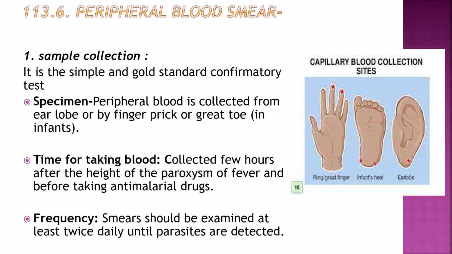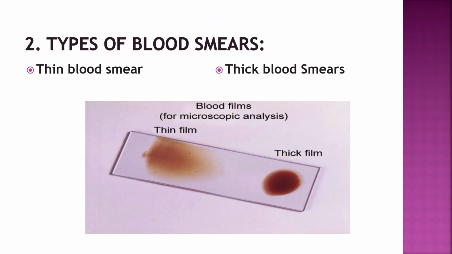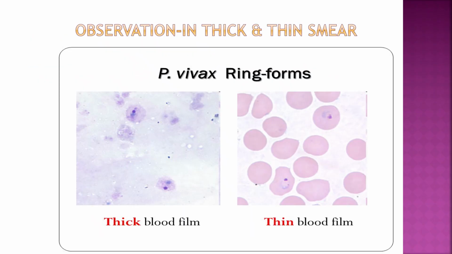Frequency: smears should be examined at least twice daily until parasites are detected. There are two types of blood smears, thin blood smear and thick blood smear. You can see in this picture the observation in thick and thin smear. Usually in a thick blood film you can see only the imprints of the parasites, that is the ring form blue in color and the nucleus pink in color, and very few RBCs.